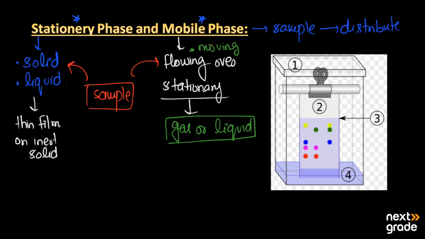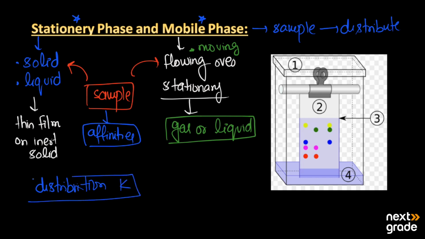In chromatography the substances are separated due to their relative affinities for the two phases. So we have to check the affinities of the sample components towards these two phases. When the components of the mixture distribute themselves between the two phases, we have a law, or a coefficient. That coefficient is known as the distribution coefficient, denoted as K.